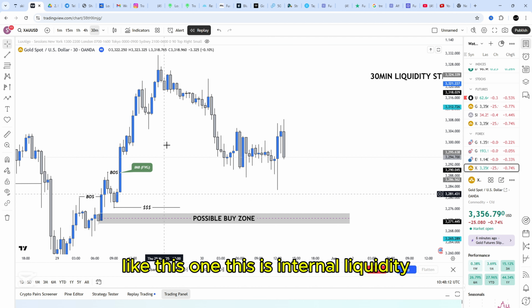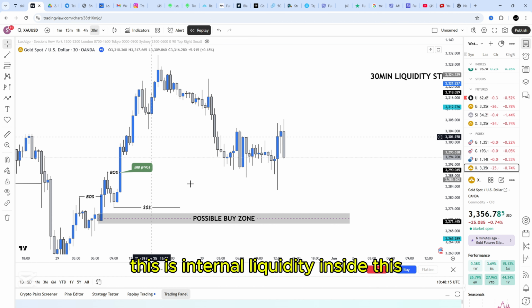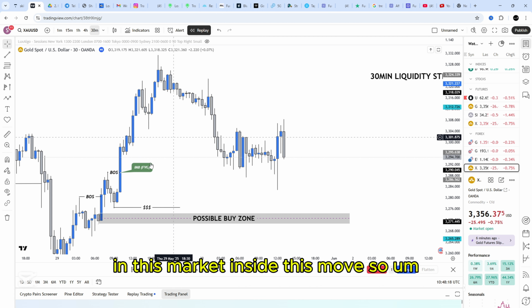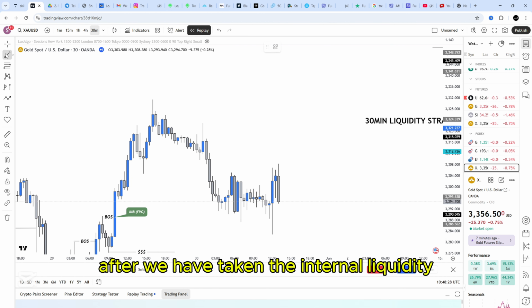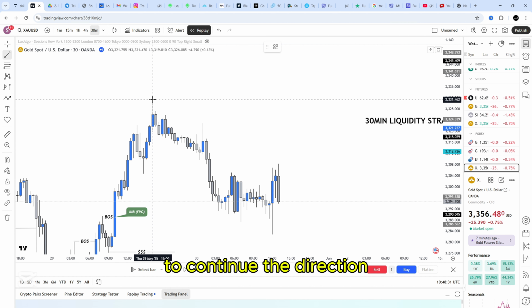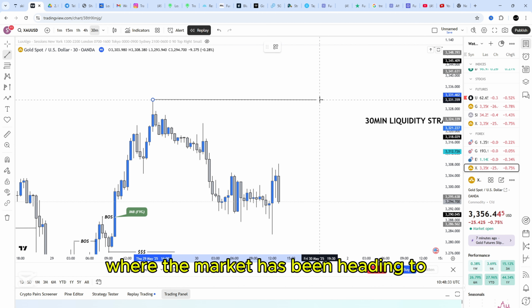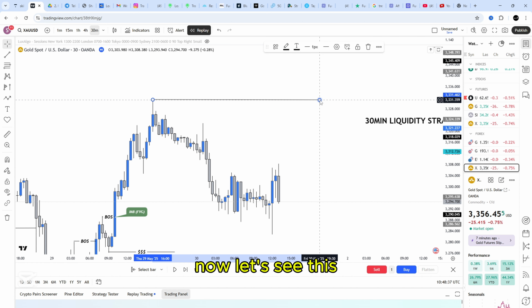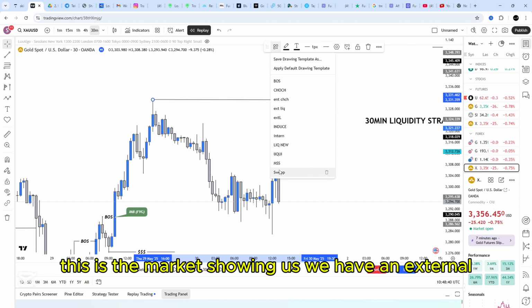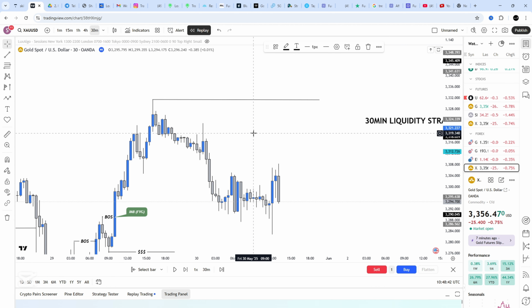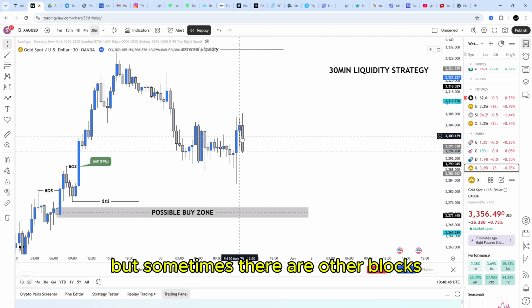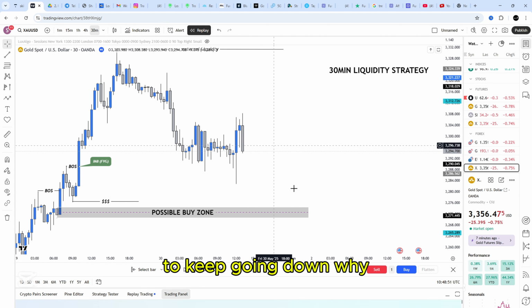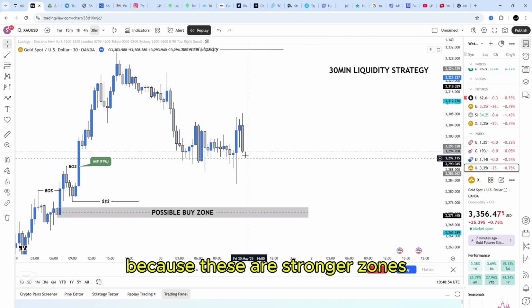Like this one. This is internal liquidity, this is internal liquidity, this is internal liquidity inside this market, inside this move. So we can see that we had an external liquidity here that we are going to be hunting for after we have taken the internal liquidity to continue the direction where the market has been heading to. Now let's see this. This is the market showing us we have an external liquidity. So you can mark external liquidity there, and that's what we are targeting. But sometimes there are order blocks inside that might make the market keep going down. Why? Because these are stronger zones.